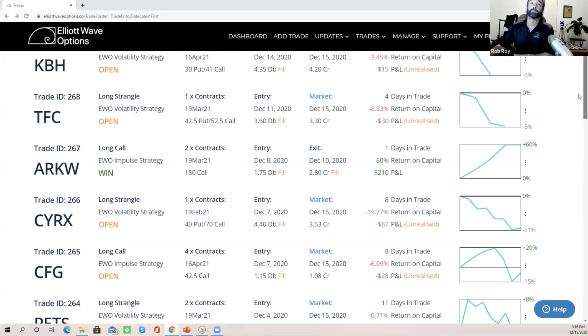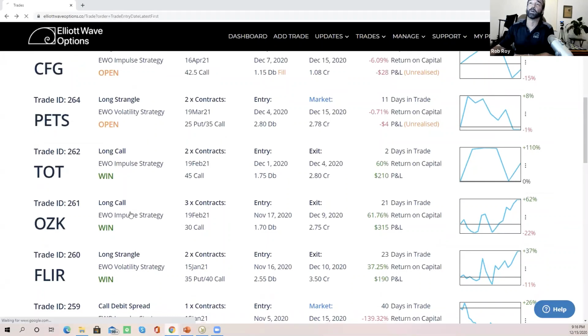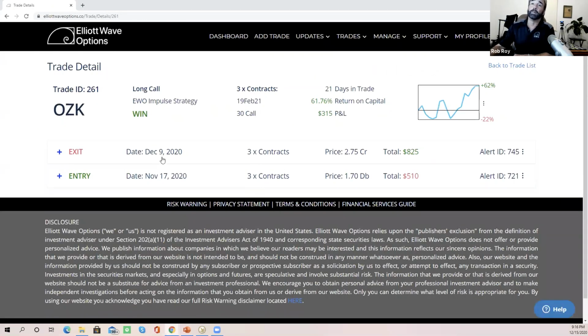In addition, we also closed out OZARK here. This was closed out on Wednesday after we got together last week. This was one of the financials. We have another one. So we went ahead and took this gain, which was 61% in 21 days.